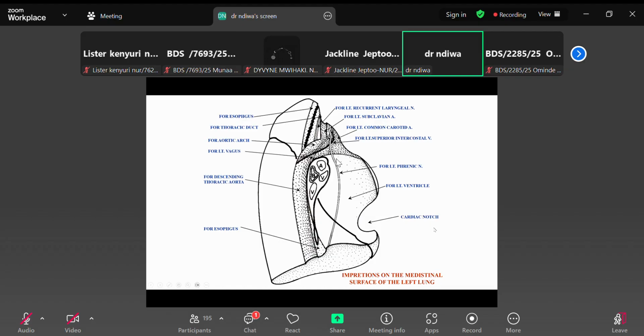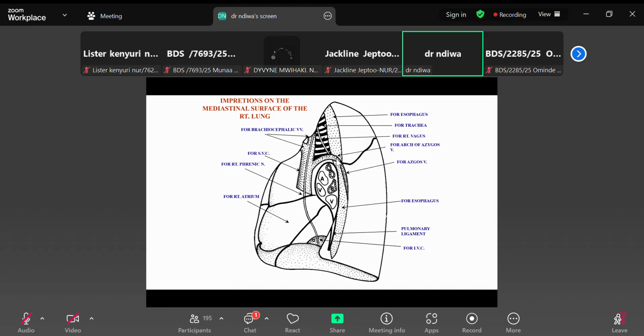Then you'll have the place for the cardiac notch here. And then we have the left ventricle of the heart and the left phrenic nerve. And then at the hilum, as you can see, the bronchus is the most posterior, the artery being superior and the veins below it anteriorly.